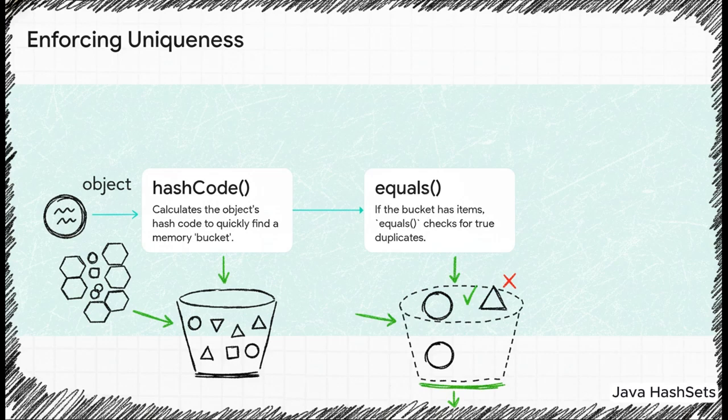Now, for step 2, what if there's already something in that bucket? That's what we call a hash collision. At that point, and only at that point, Java starts calling the equals method. It compares your new object to everything already in that bucket. If equals comes back false for all of them, then congratulations, your object is unique and it gets added.